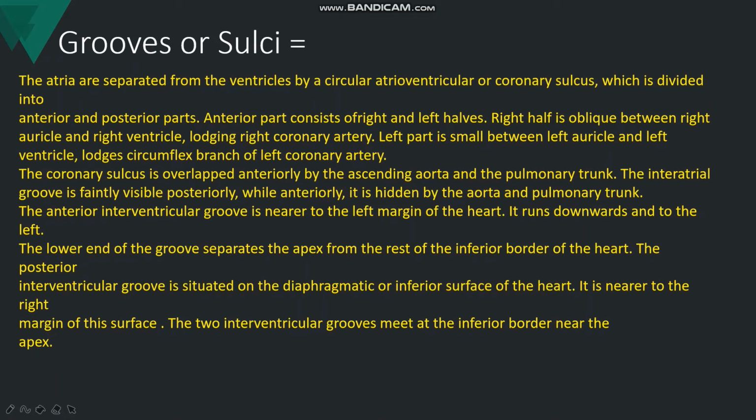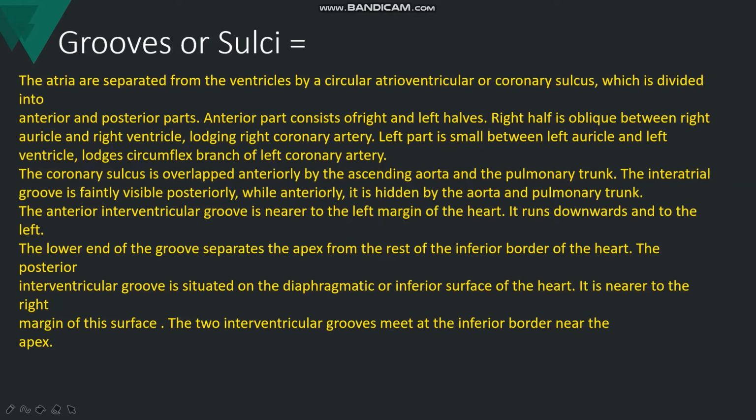So, grooves or sulci. The atria are separated from the ventricles by a circular atrioventricular or coronary sulcus, which is divided into anterior and posterior parts. The anterior part consists of right and left halves. The right half is oblique between the right auricle and the right ventricle, lodging the right coronary artery. The left part is small, between the left auricle and left ventricle, and lodges the circumflex branch of the left coronary artery. The coronary sulcus is overlapped anteriorly by the ascending aorta and the pulmonary trunk.